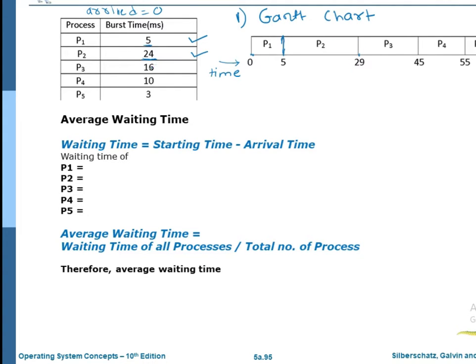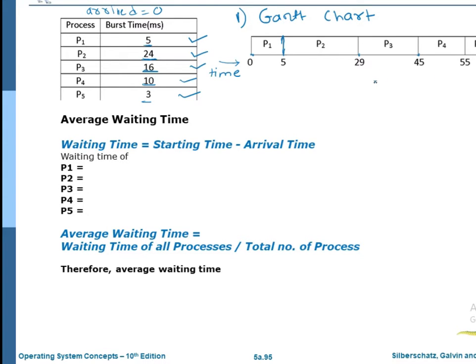Then we pick P3, as it is the next process which came into the system, and start executing it. It requires 16 milliseconds, so 29 plus 16 is 45. At time 45, P3 finishes its execution. Then we pick P4 and P5. In this way, after 58 milliseconds, all of our 5 processes have finished their execution. So this is our Gantt chart.